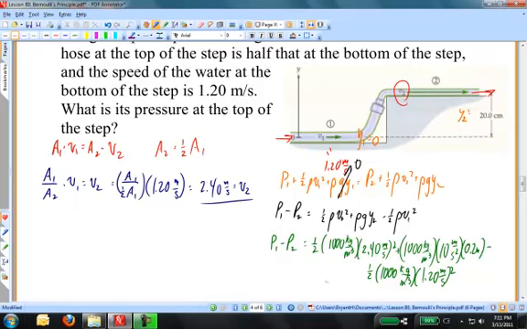Recognize that you're dealing with water, and the density of water is 1 gram per cubic centimeter or 1,000 kilograms per cubic meter. And what I find is that the pressure in the upper part of the pipe is just over 4,000 Pascal less than the pressure in the lower section of the pipe. Now they were asking for what is the pressure. I don't know what the pressure P1 is, but whatever it is, P2 is going to be about 4,000 Pascal less.